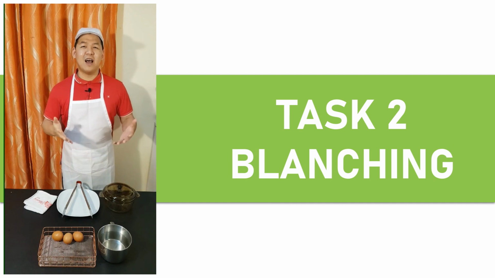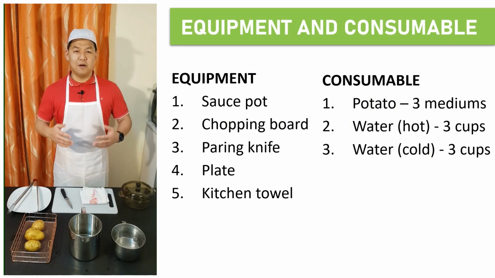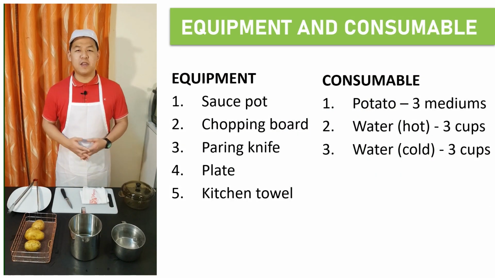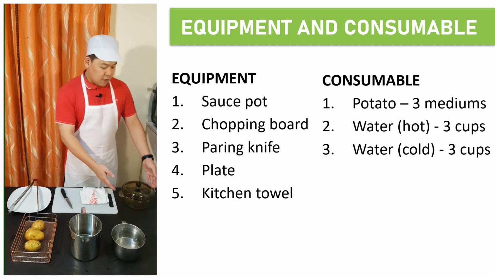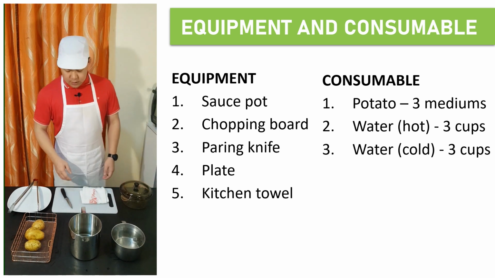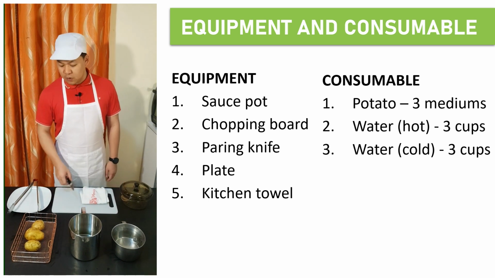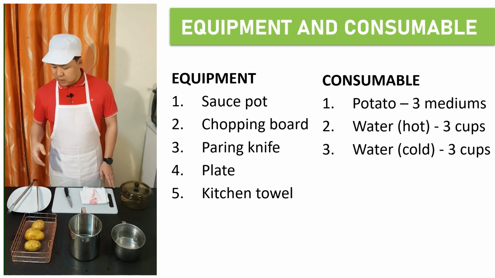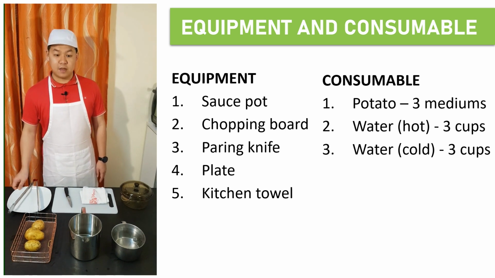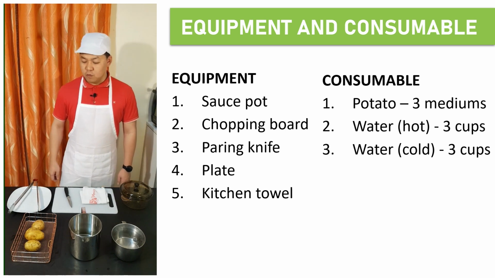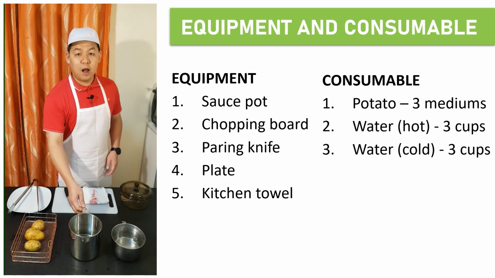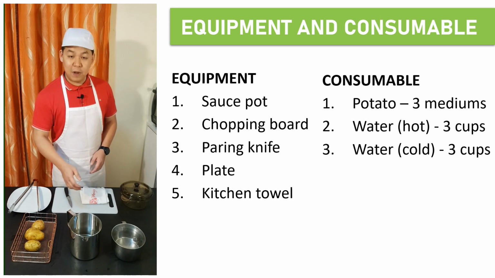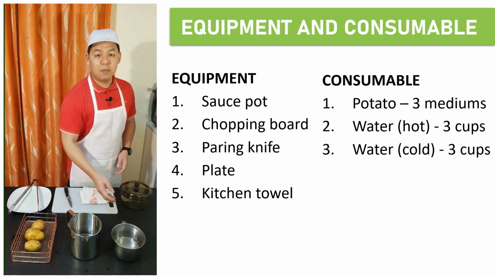Alright, the second task for this practical class is blanching. For this task, you will require several equipment and some consumables as well. For the equipment, we're going to use a sauce pot for boiling purposes, a paring knife for peeling the potato, a chopping board, a tongue, and also a plate. And for consumables, we're going to use 3 medium potatoes, 3 cups of hot water or plain water, and then 3 cups of cold water.